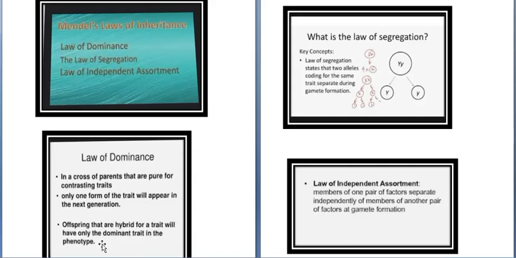And offsprings that are hybrid for a trait will have only the dominant trait in the phenotype. Like I told you, in the first generation, they all had the genotype capital T, small t. But what was physically visible was tallness. So only the dominant trait was visible in the phenotype. This is the meaning of law of dominance.